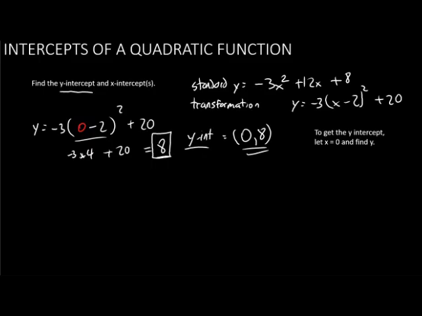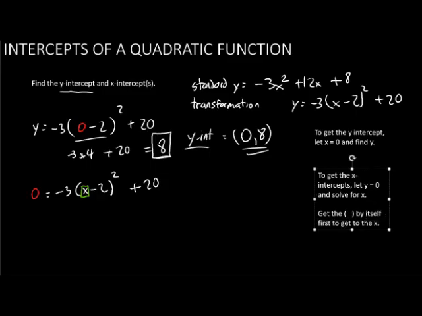Now to find the x-intercepts, we'll let y equal 0 and then solve for x. Once again, we'll start with our transformation form, but now we'll let y equal 0 and try to get x by itself. We'll box in the x to remind ourselves what we're going for, and let's try to get that parentheses by itself first so that we can get to the x. This means we will first have to subtract 20 from both sides. If we subtract 20 from both sides, we now have -20 equals -3 times (x minus 2) squared.